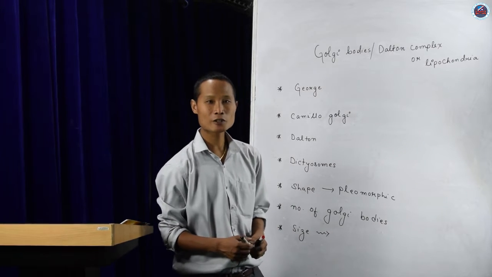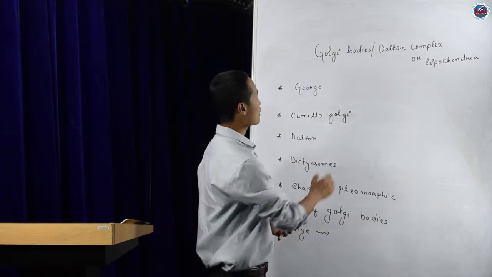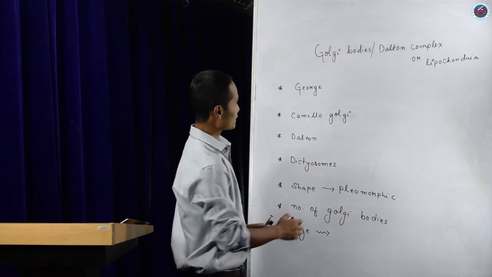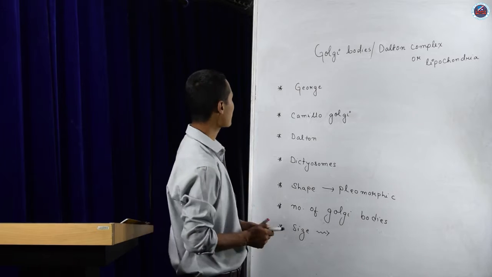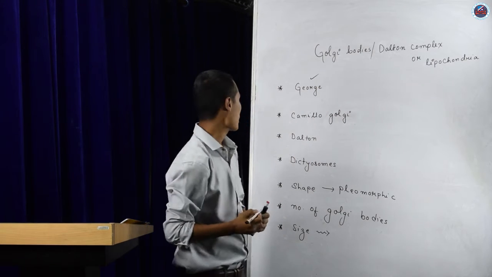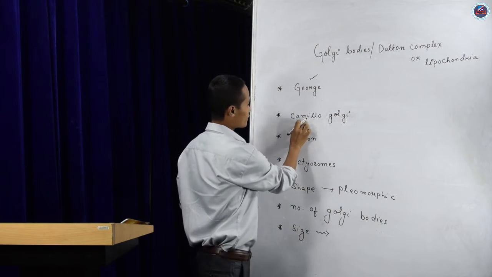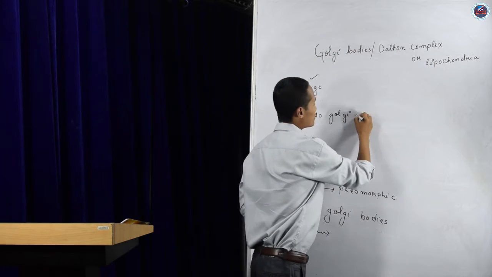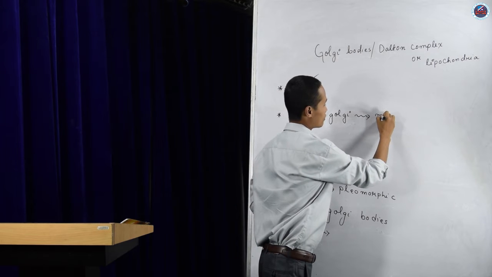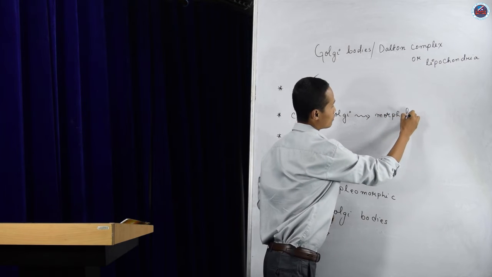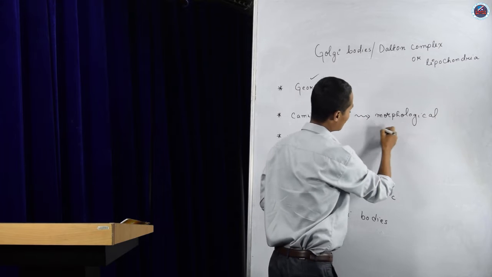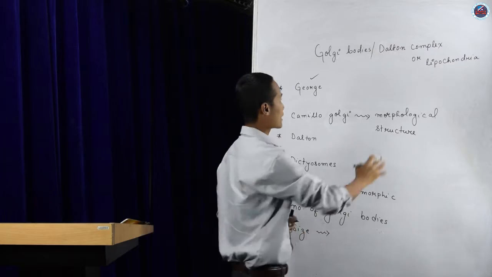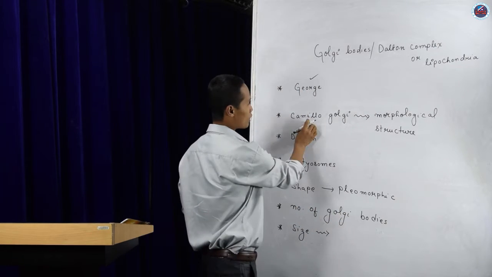Hello students, today the topic which I am going to discuss is Golgi body, or Dalton complexes, or lipochondria. Now this cell organelle was first observed by George, and later another scientist known as Camillo Golgi gave the morphological structure of Golgi body or Dalton complexes.